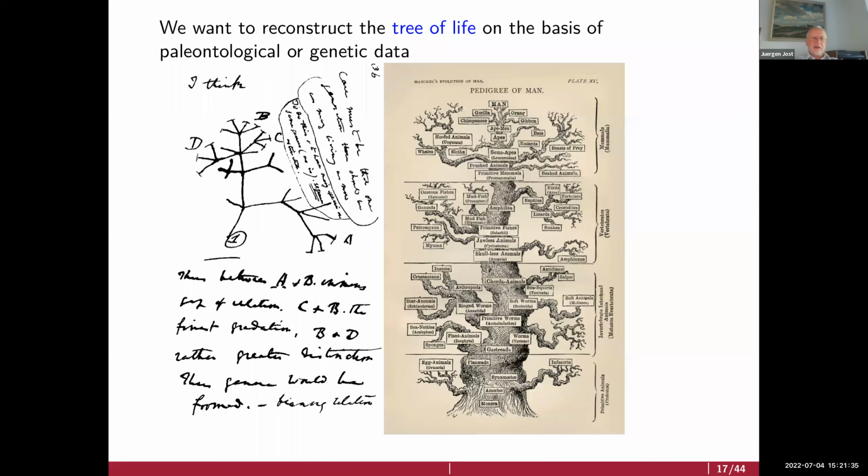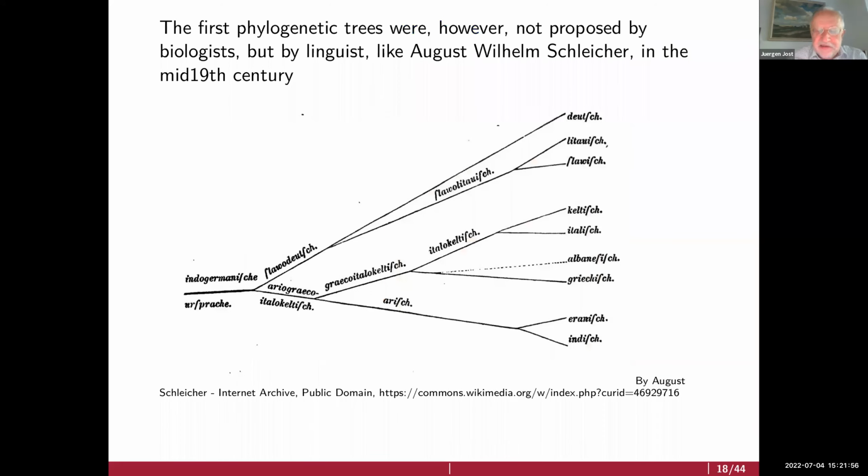On the left-hand side, you see the famous sketch of such a tree by Darwin himself, the founder of evolution biology. On the right-hand side, you see a tree as depicted by Ernst Haeckel. As I told you, he was also very talented as an artist. But just as a historical aside, such trees were not first invented by biologists. Such trees were first produced by linguists, like the 19th century Indo-Germanic linguist August Wilhelm Schleicher, and they had a similar aim.